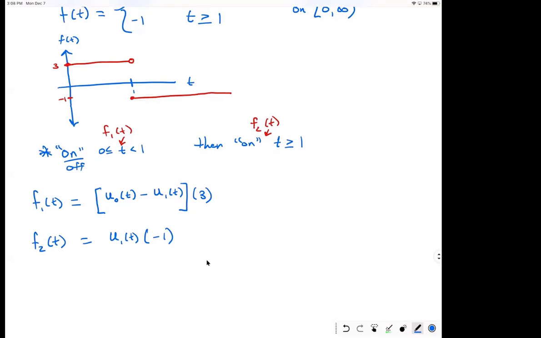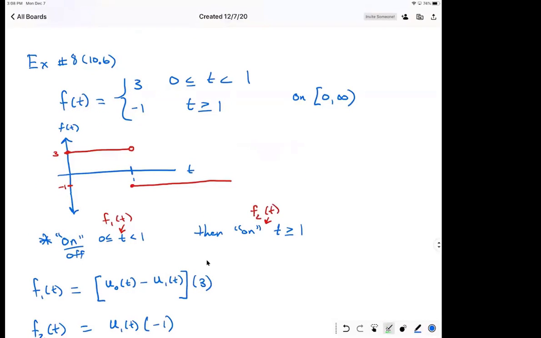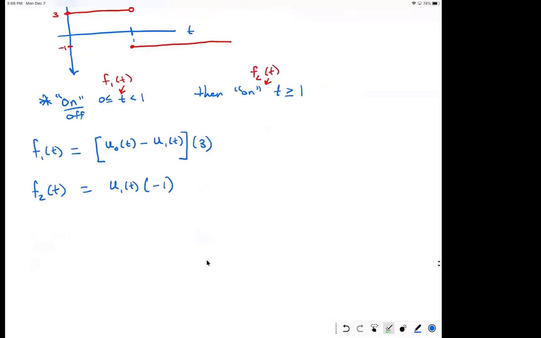So that's turning it on, switching it off, being multiplied by 3 from up above. And then I'm going to turn it on, so to speak, at t equals 1, and it's going to switch to the minus 1 there. Okay, so then I just add those two together. So then my f of t is equal to f sub 1 of t plus f sub 2 of t.